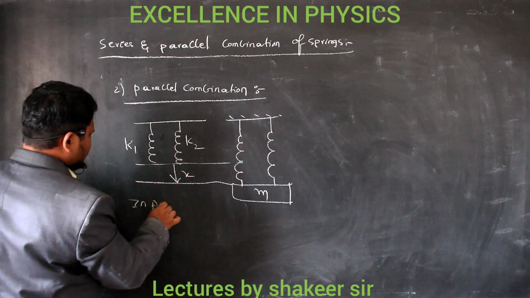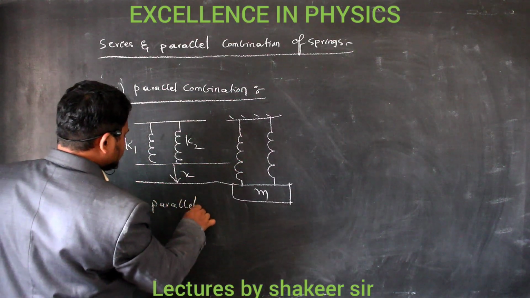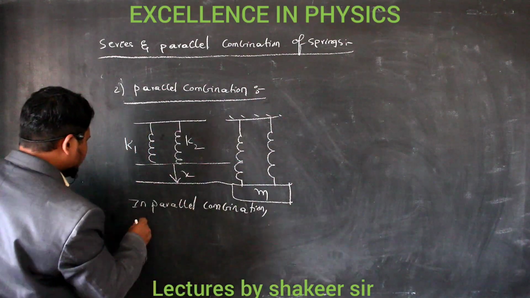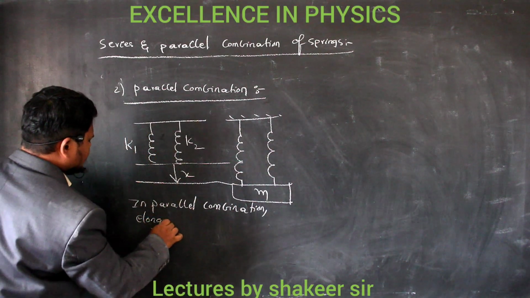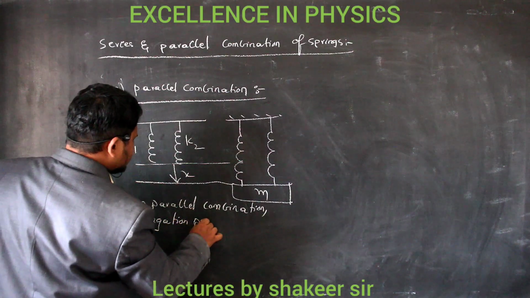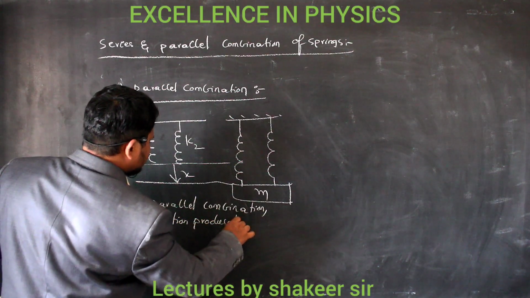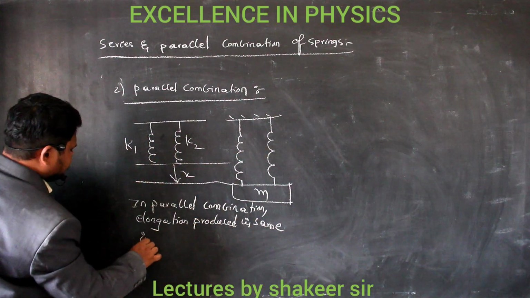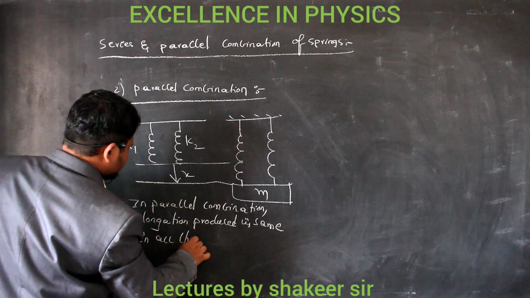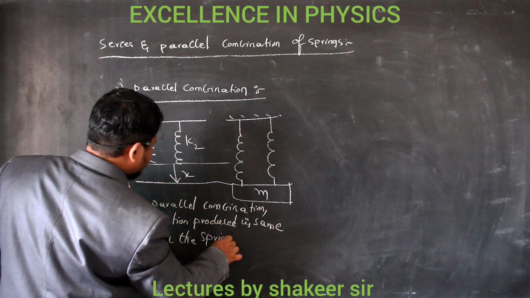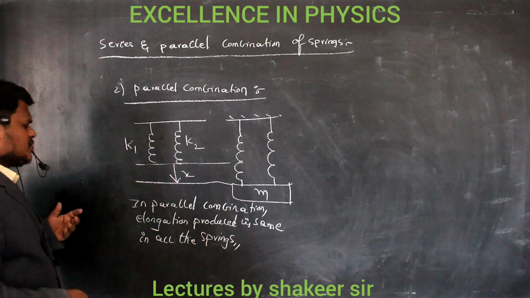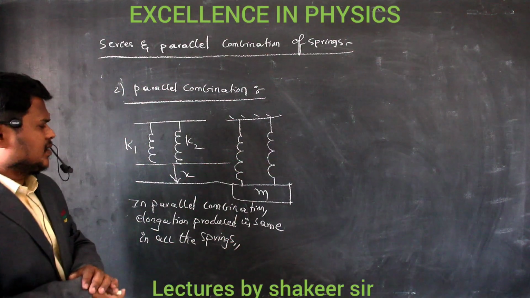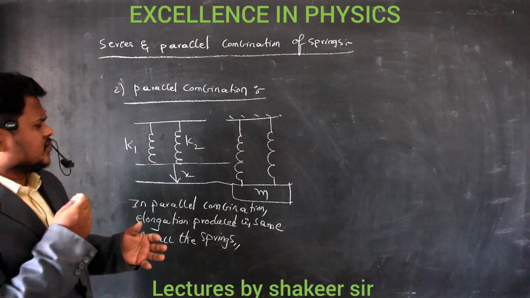So in parallel combination, elongation produced is same in all the springs. What is meant by all the springs? Any number of springs may be present, no? 2 springs, 3 springs, whatever it may be. So in every spring, the elongation produced is same. Clear? Now the question is, what about restoring force?